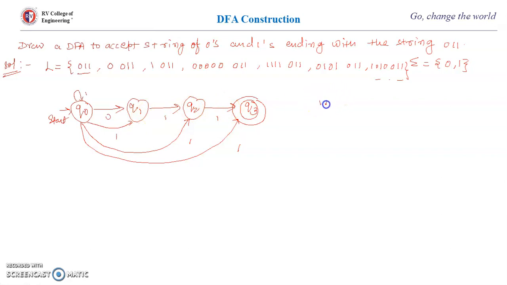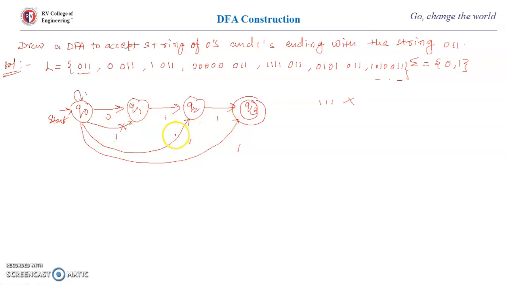So what is happening? 1, 1, 1 is accepted by the machine. But is 1, 1, 1 a valid string? No, because it has to end with 0, 1, 1. Here it is not ending with 0, 1, 1, so this is an invalid string. That means this transition is not correct.